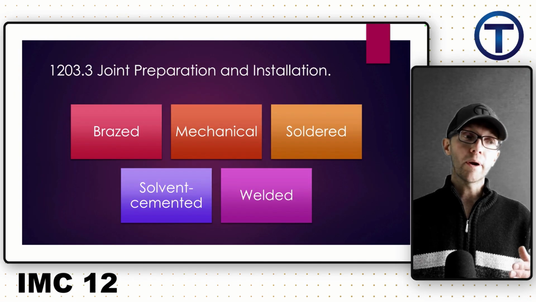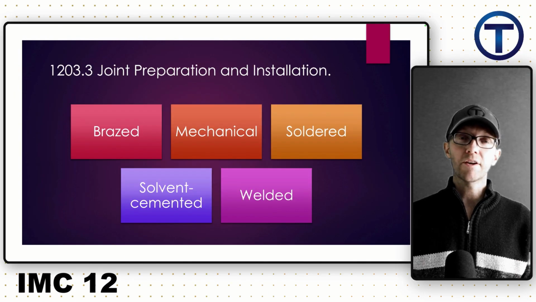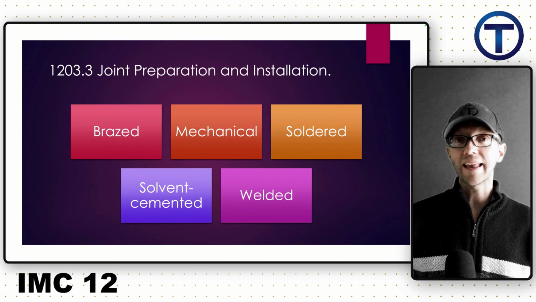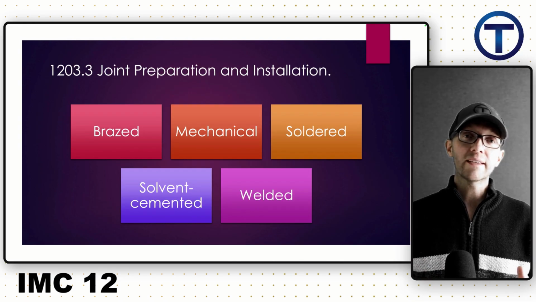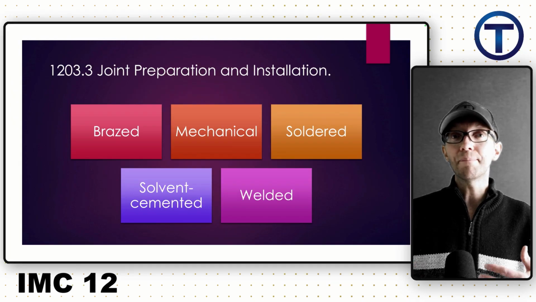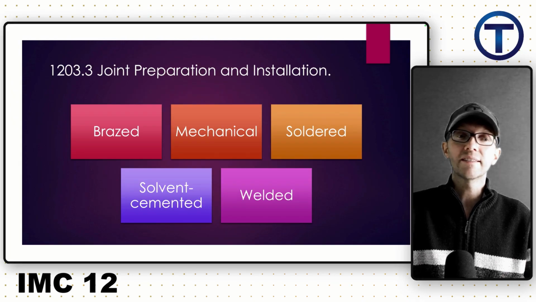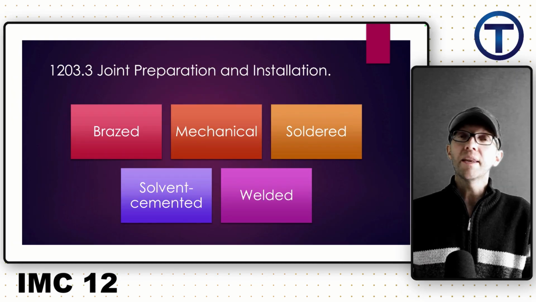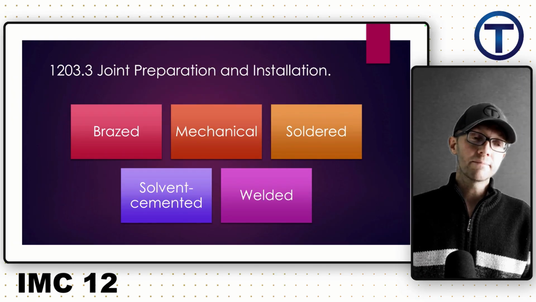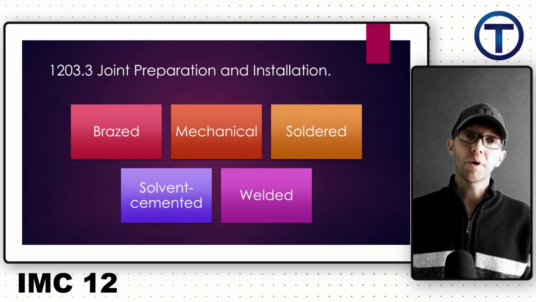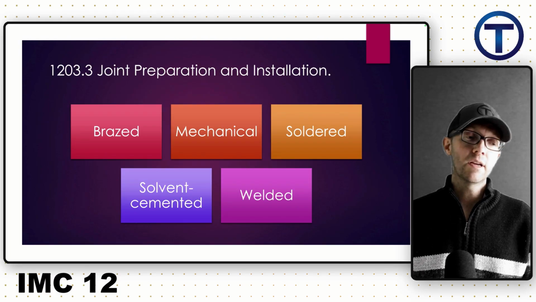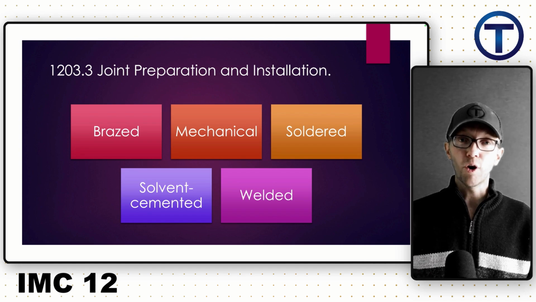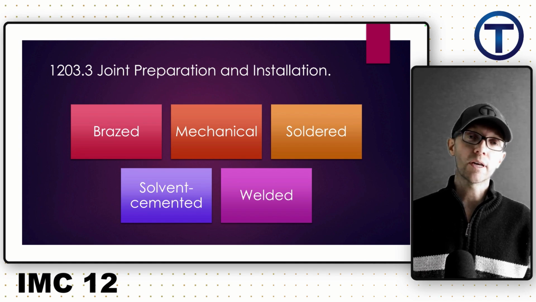In 1203.3, as we look at joint preparation and installation, they give us 5 different ways that we can connect pipes together in hydronic systems. Now, this is going to depend on the type of pipe. Some of these methods won't work for some of the types of pipe. But here they are. We can braze, we can create a mechanical joint, we can solder, we can use solvent cement, or we can weld. Those are the options for connecting hydronic pipes.